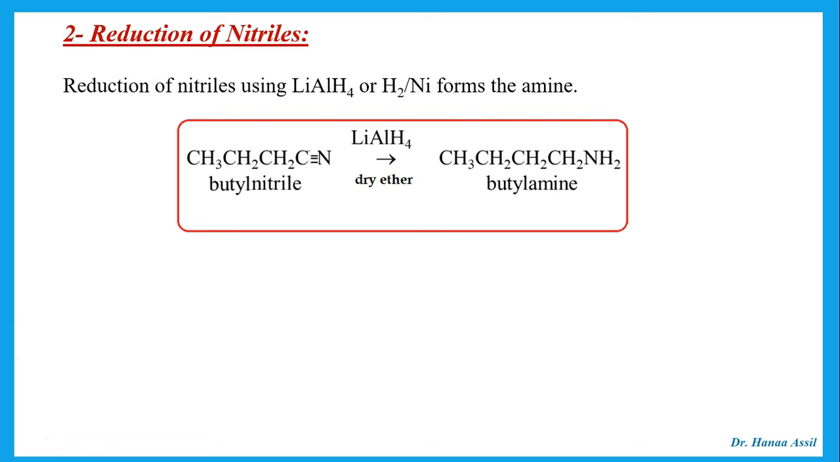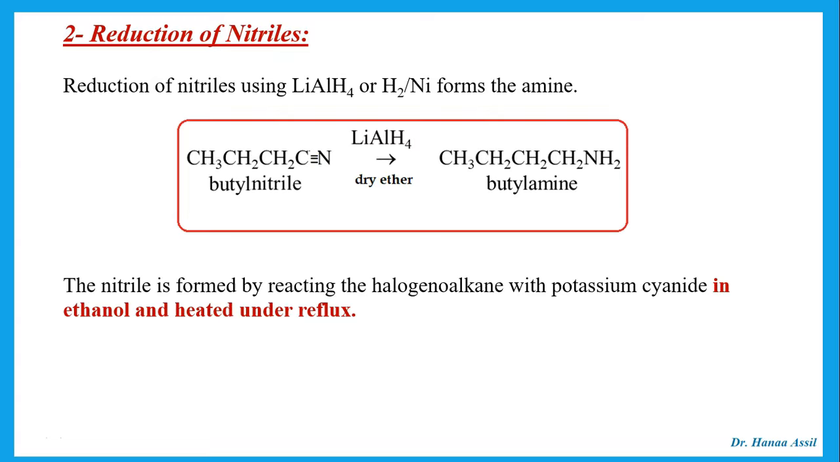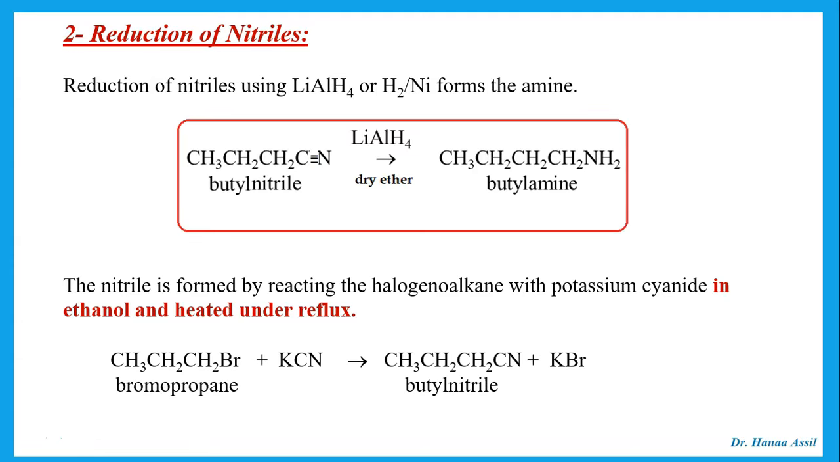Another method of making amines is reduction with lithium aluminium hydride in dry ether. This changes the nitrile or the cyanide group into an amine group. Of course, the nitrile is formed by reacting the halogenoalkane with potassium cyanide in ethanol and heated under reflux in order to get the butyl nitrile, and then we add lithium aluminium hydride, and this gives the amine.